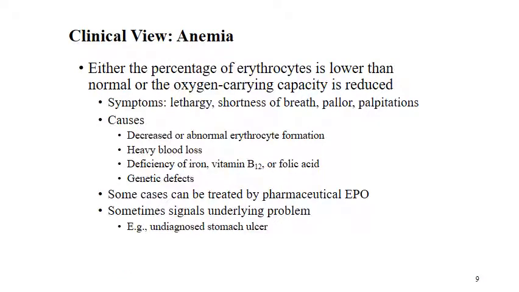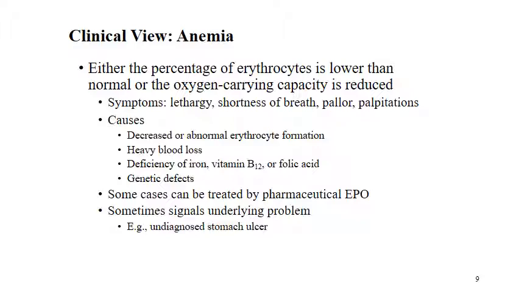Okay. So a clinical view here for the anemia: either the percentage of erythrocytes is going to be lower than normal or the oxygen carrying capacity is reduced. So you can have lethargy, shortness of breath, pallor, palpitations. It depends on whether you have too few erythrocytes or too few erythrocytes that work diligently with carrying oxygen, right? So a couple of causes can be that you have a decreased or abnormal erythrocyte formation. So something's wrong in your red bone marrow where that formation is happening.